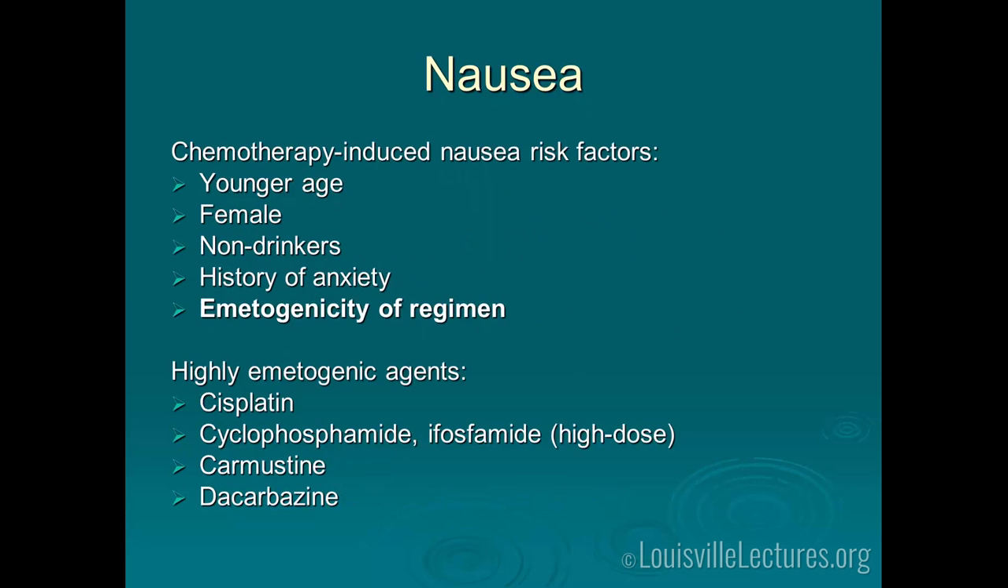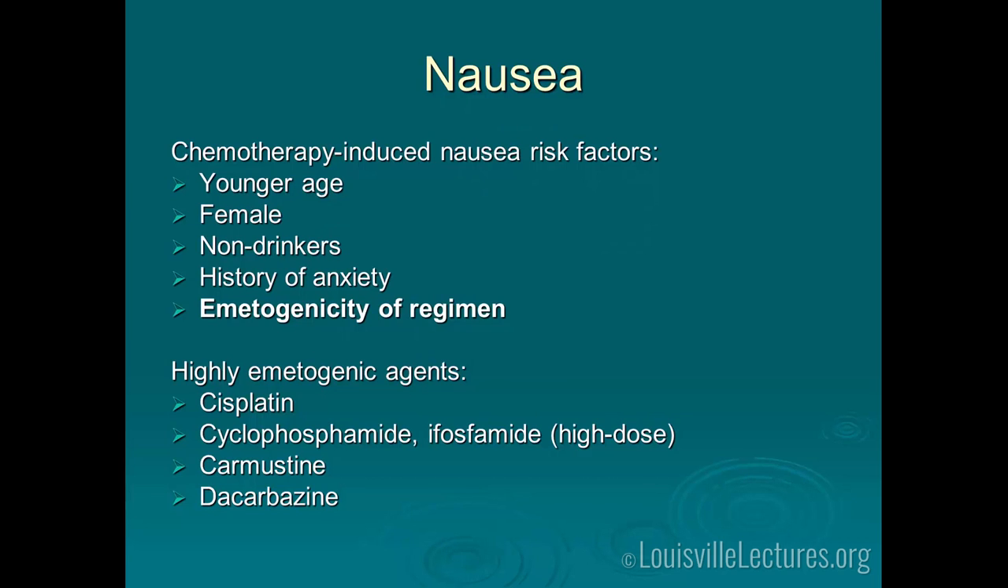Risk factors for having chemotherapy-induced nausea. The highest risk factor is probably the chemo regimen being used. The drug and its potential to induce nausea is the major factor. But there are some patient-specific factors. So younger patients, female gender, patients who don't drink alcohol, patients with a history of anxiety, they're more prone to chemo-induced nausea and vomiting. I like to joke that at the VA, all these factors are nicely aligned so that the patient's nausea is well prophylaxed against just by the fact that they're at the VA.